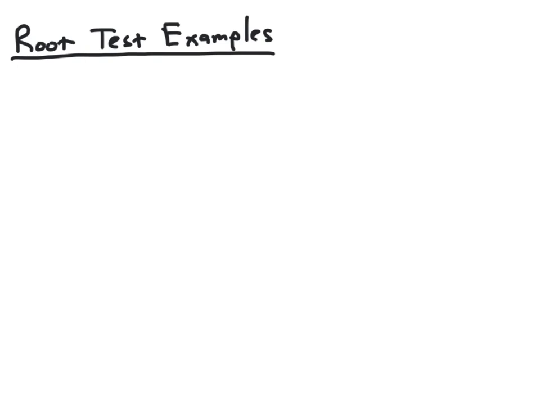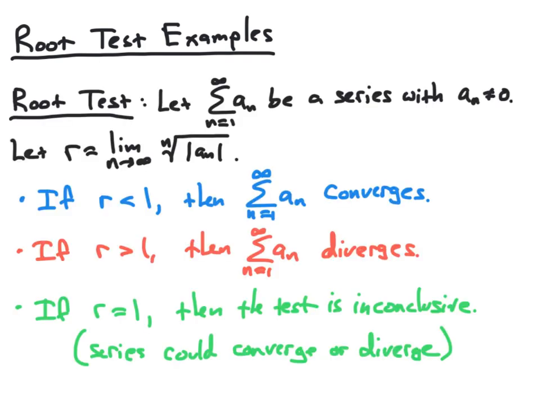In this video, we're going to look at some examples of using the root test to determine whether certain series converge or diverge. We quickly recall the root test for series. If we have a series with non-zero terms, we're going to compute the number r, which is the limit as n approaches infinity of the nth root of the absolute value of a sub n, the term of our series.